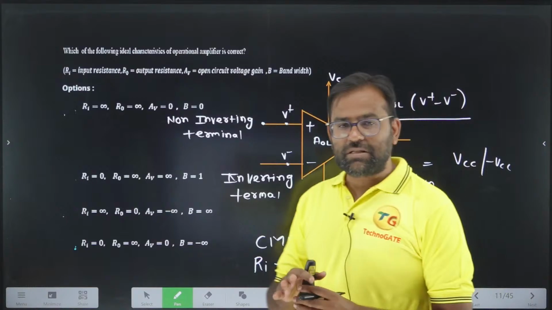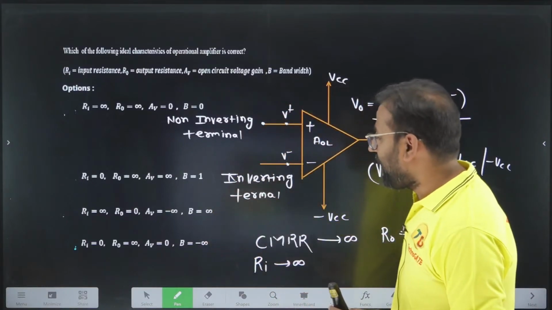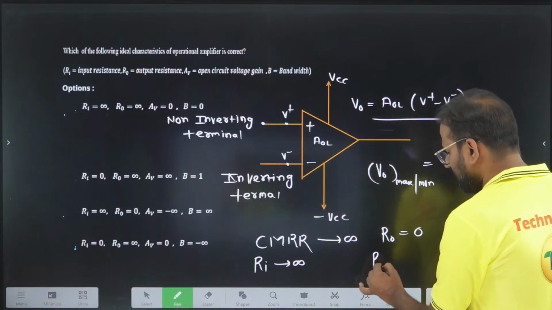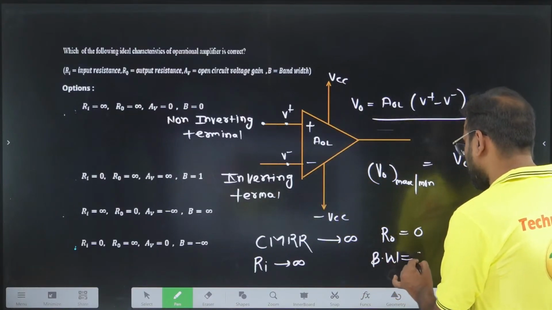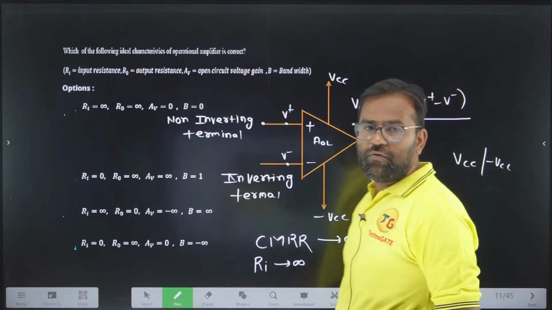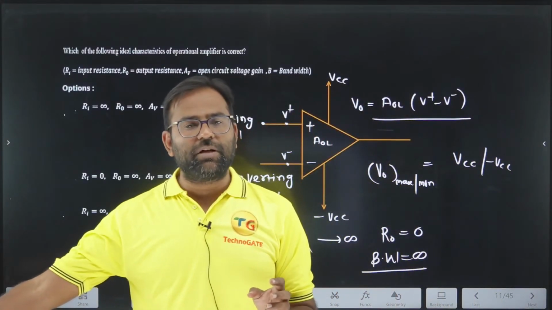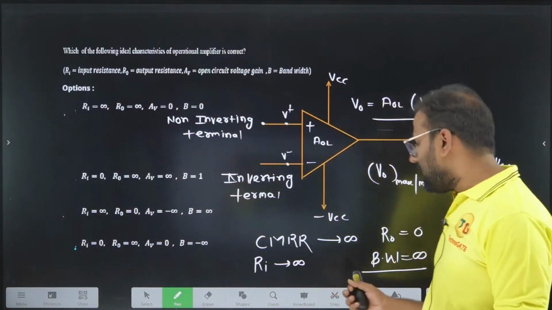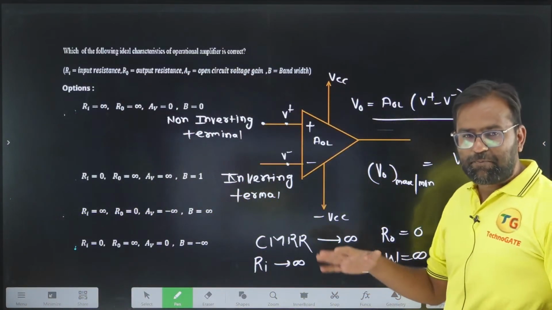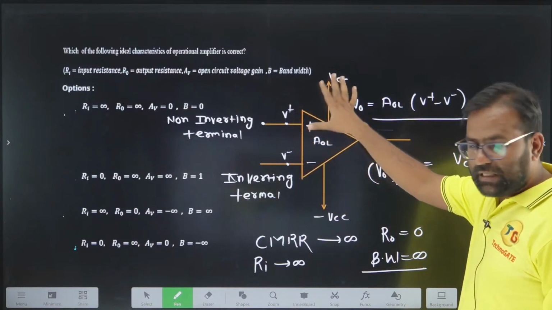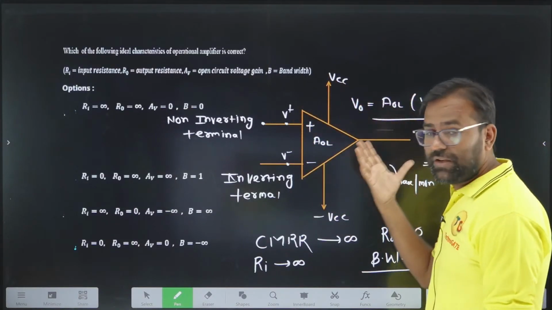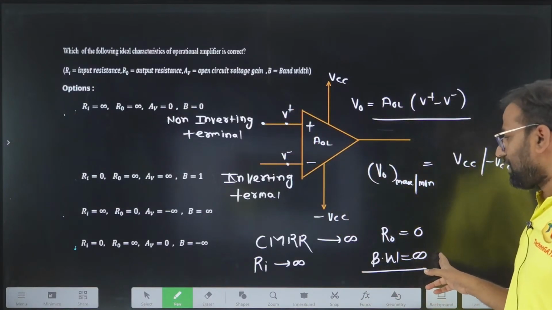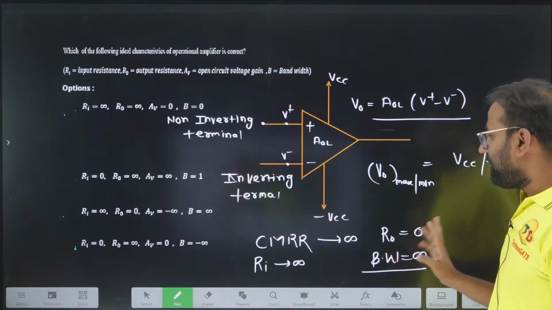These are all characteristics of an ideal amplifier. What is next? Bandwidth. What is the bandwidth for an ideal op-amp? Bandwidth is infinity. What is the meaning of infinite bandwidth? It means it can entertain any frequency signal. For an ideal op-amp it can, because for a practical op-amp there is a limitation on the frequency. But here, for an ideal op-amp, bandwidth is also infinity.